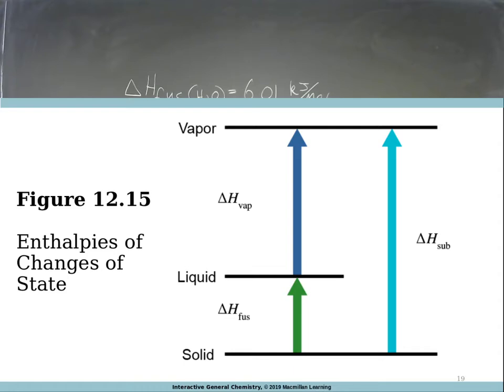Now, also looking at this energy level diagram, we can think about the opposite phase transitions. So condensation, going from a vapor to a liquid, the delta H for that would just be the negative of delta H vaporization. Freezing would be the negative delta H of fusion, and deposition would be the negative delta H of sublimation.